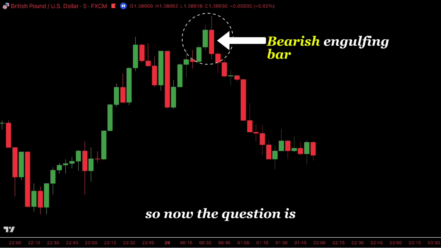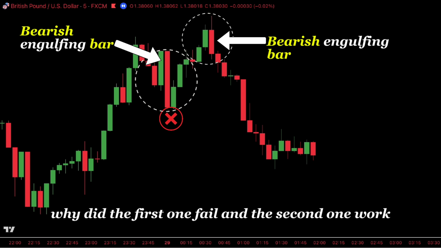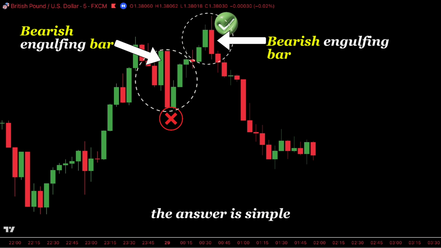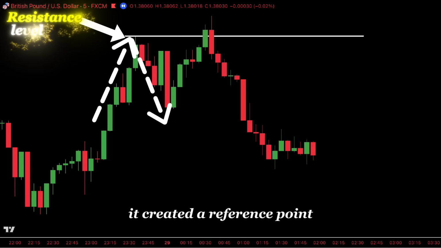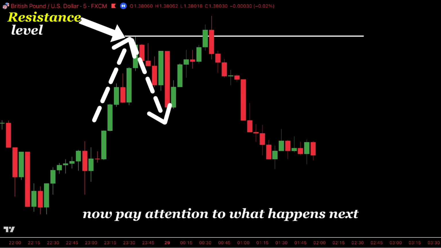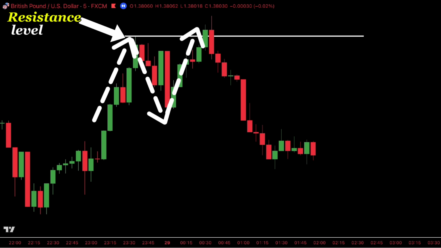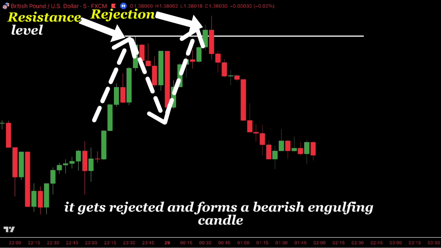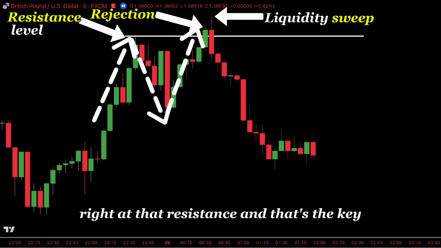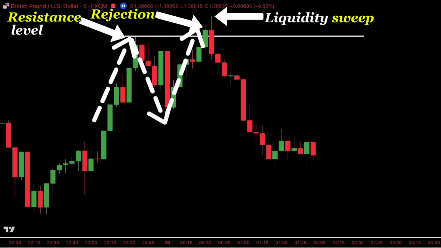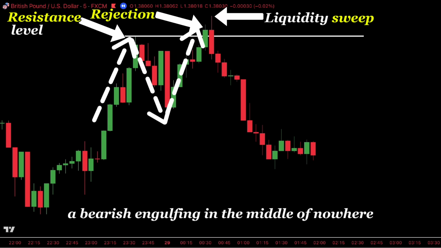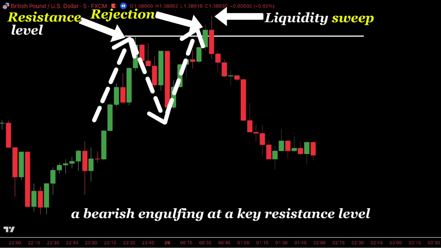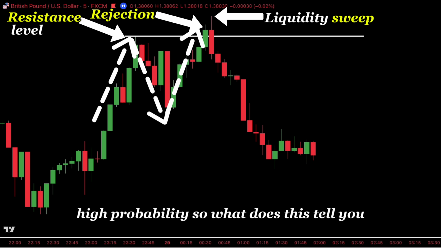So now the question is, why did the first one fail and the second one work? The answer is simple. When the market reached this level and reversed, it created a reference point, what we call a resistance level. Now, pay attention to what happens next. When price comes back to this level, it gets rejected and forms a bearish engulfing candle right at that resistance. And that's the key. The location of the pattern is what gives it power. A bearish engulfing in the middle of nowhere, low probability. A bearish engulfing at a key resistance level, high probability.